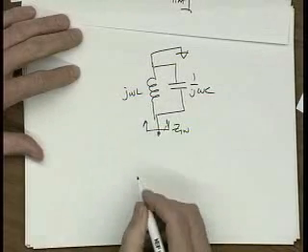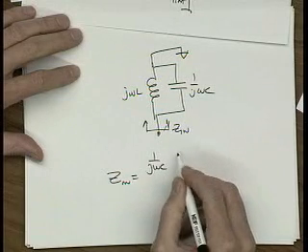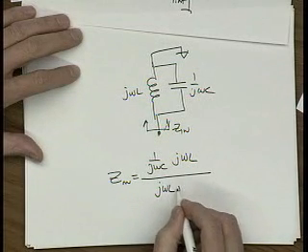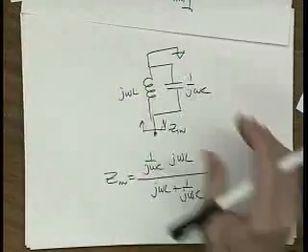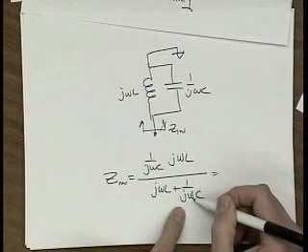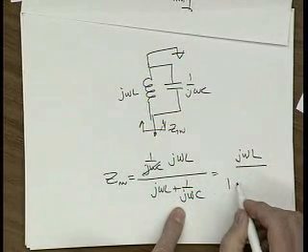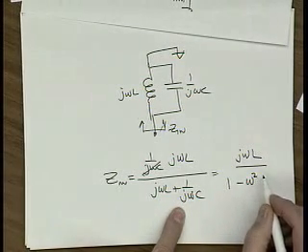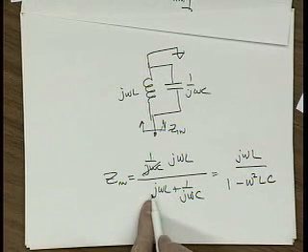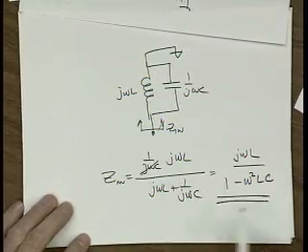These are in parallel combination. So Z in is equal to 1 over j omega C times j omega L over j omega L plus 1 over j omega C. I have no resistors up here at all. Let's multiply top and bottom by j omega C. That gets rid of this in the bottom, so I get j omega L over 1 minus omega squared LC. J omega C times this, j squared is minus 1, omega squared LC. So this is our impedance.